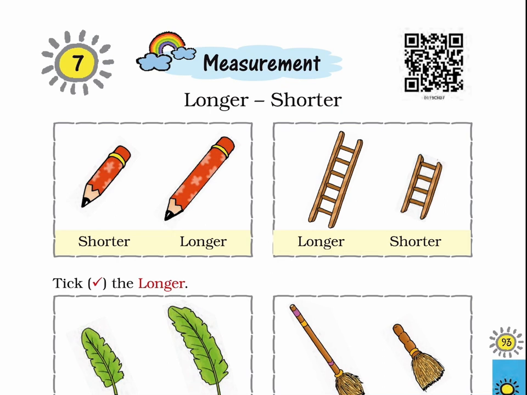CIET NCERT presents audiobook Mathmagic 1, Textbook in Mathematics for Class 1. Chapter 7, Measurement, Part 1. Page 93. Longer, Shorter.